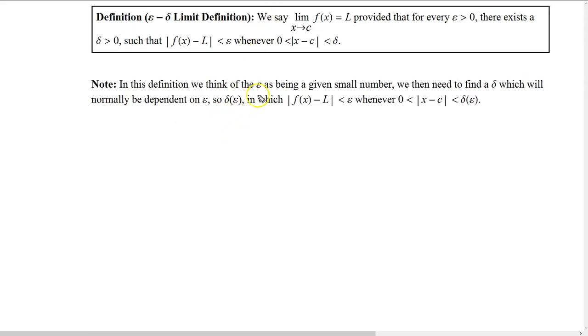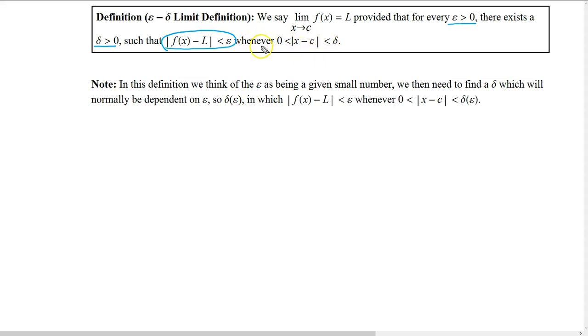So here's our new definition. We say that the limit as x approaches c of f of x equals L, provided that for every epsilon greater than 0, any number given to you that's greater than 0, there exists a number delta greater than 0, such that f of x minus L in absolute value is less than epsilon whenever x minus c in absolute value is less than delta and greater than 0.